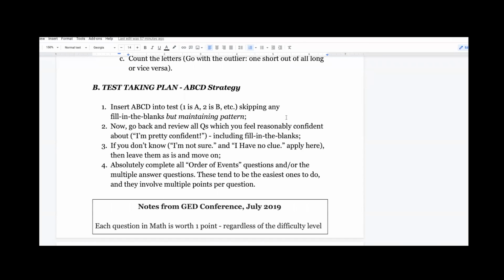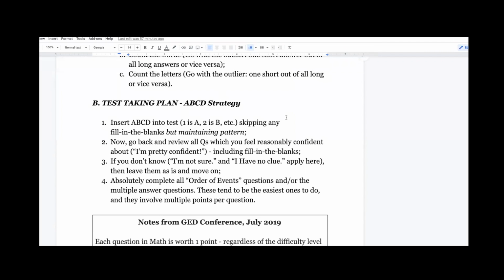Now, here's the last thing I want to share with you before we leave. I call this the ABCD strategy. This is based on when we passed 11 out of 15 tests guessing. What you do is you go through, and 1 is A, 2 is B. So you sit down, they say go. 1 is A, 2 is B, 3 is C, 4 is D, 5 is A, 6 is B, 7 is C, 8 is D, and you keep repeating.